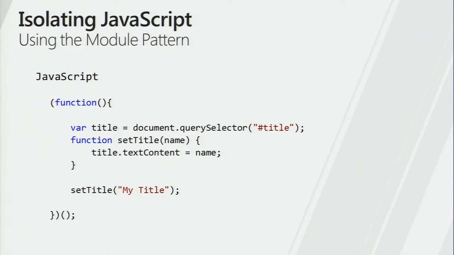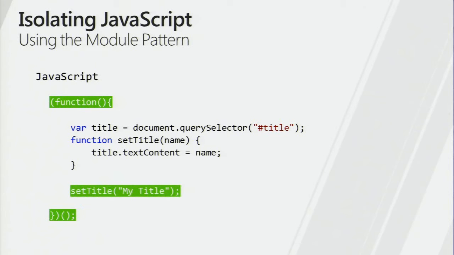Fortunately, you can use a technique called the module pattern to isolate related pieces of JavaScript so that they can only see each other. This takes advantage of the anonymous functions that I talked about earlier. In this case, we're wrapping the related code in an anonymous function that we're invoking immediately. Because in JavaScript, all variables are scoped to functions, this creates a scope where we can store variables that won't get exposed into the global scope. So I can still call my setTitle API internally, however, since I defined it in the same scope.